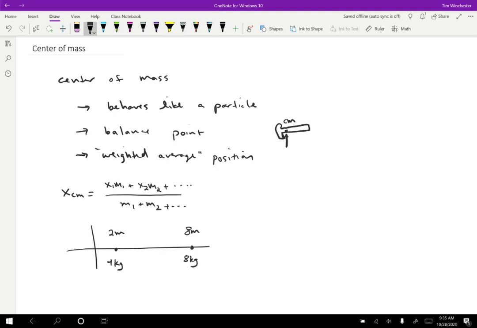So if we want to find the center of mass of the system, what we do is we plug these values into the formula. So the position of the center of mass is going to be, well, the first position is 2 meters, and the weighting is 4 kilograms, okay? And then the second one is at 8 meters, and the mathematical weighting for that one is 8 kilograms. Okay, and that's it. If we had more particles, we would just keep going. And then we want to divide that by the total weighting, which was 4 kilograms and 8 kilograms.